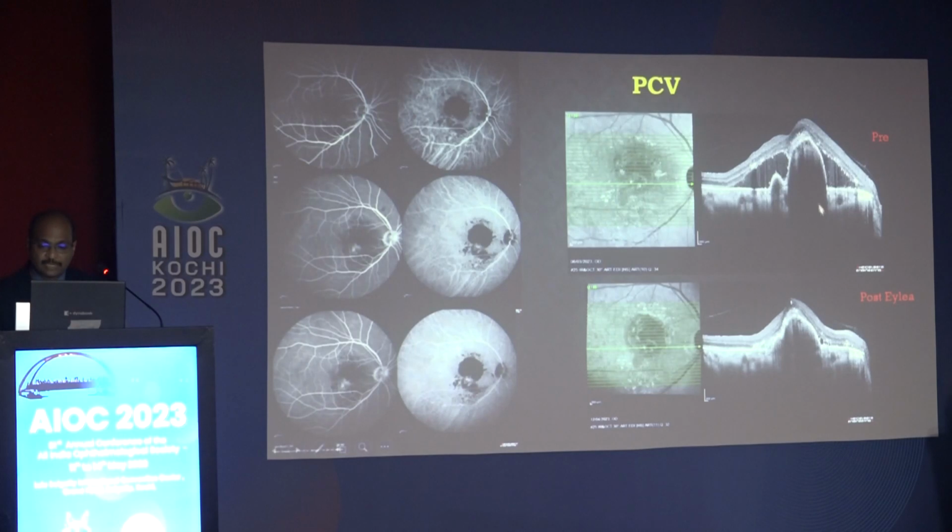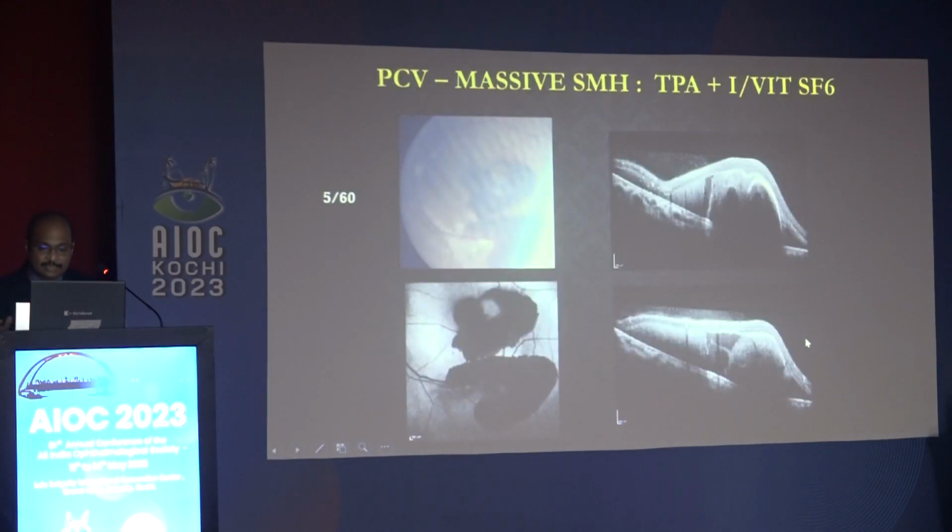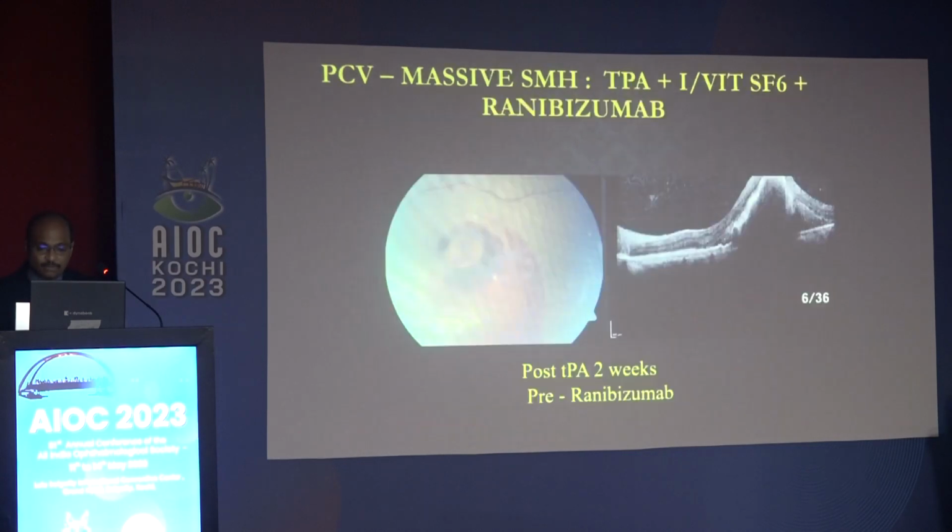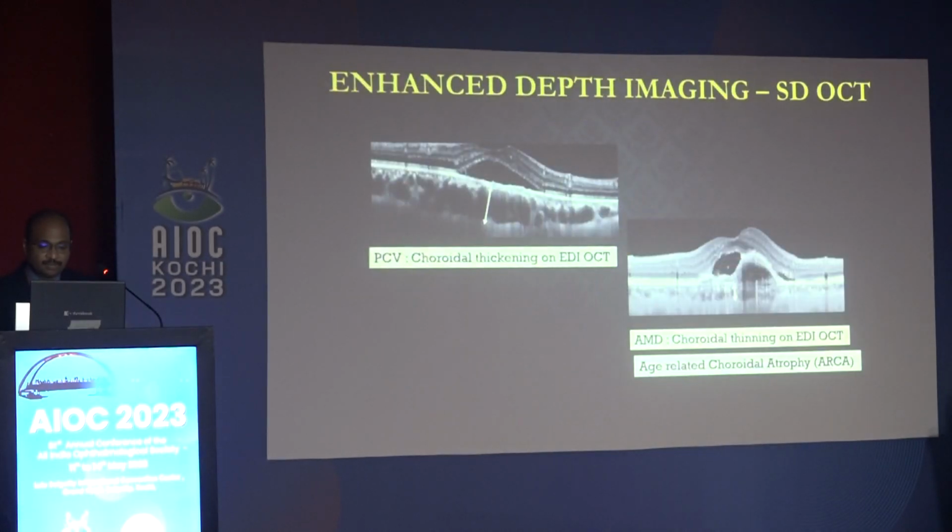Another case where there's again a thumb-shaped PED. It looks like a thumb stuck out there, and there's a lot of subretinal fluid, a bit of intraretinal fluid. Again, post-injection, you can see that settling down very well. This is another example of a massive submacular hemorrhage, and you can see again with tissue plasminogen activator and gas, it settles down, and then with ranibizumab it settles down further and regresses completely.